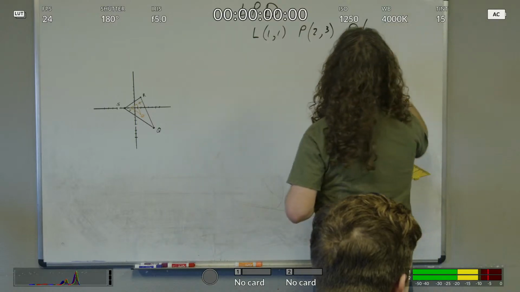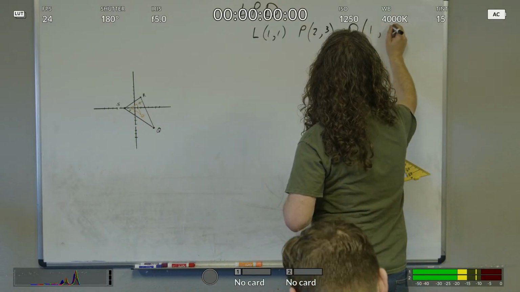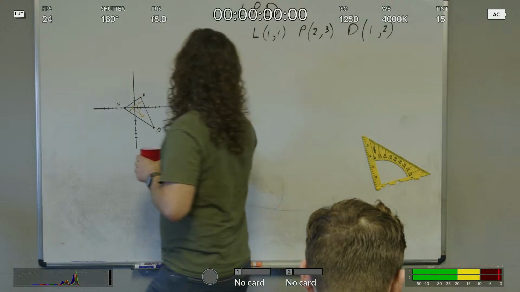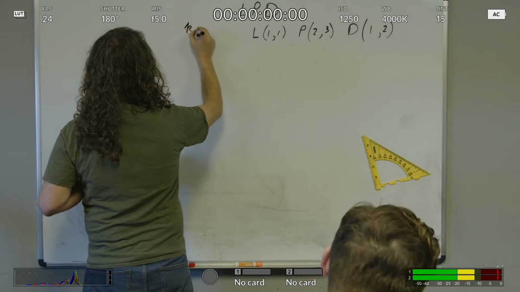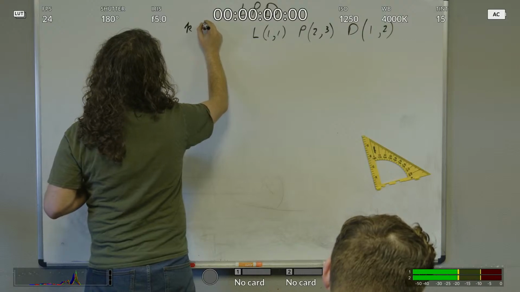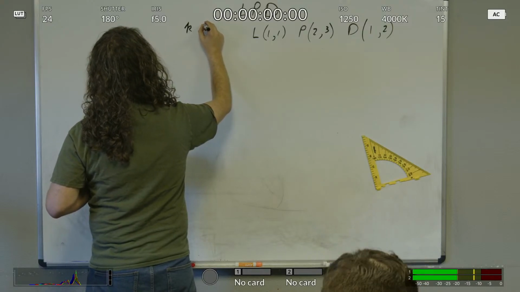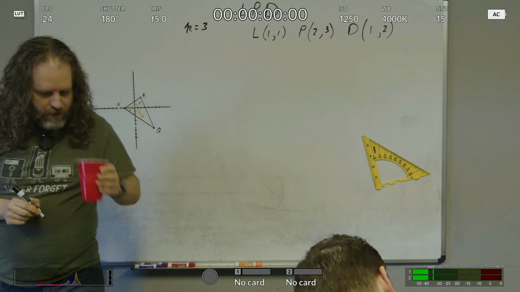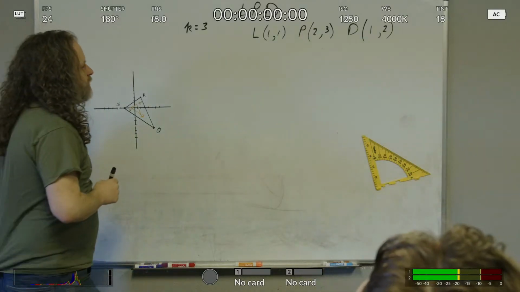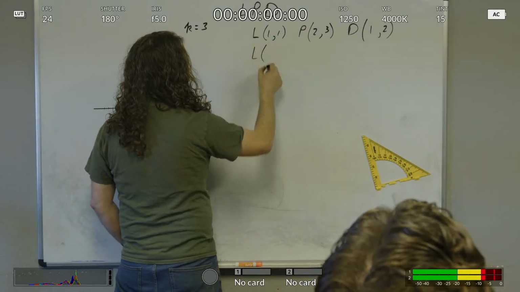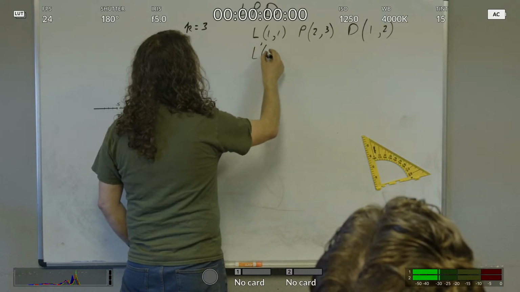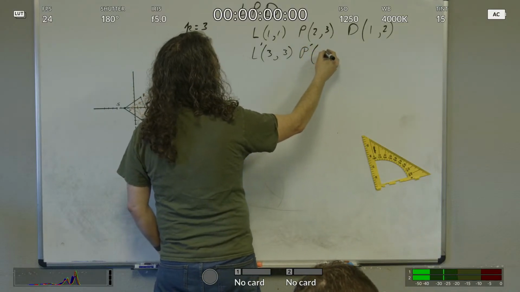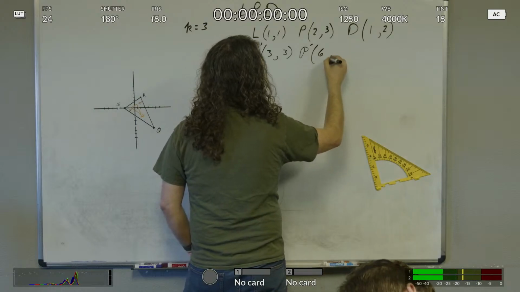Wow. Okay. How about 1, 2? And we are going to increase around the origin with a scale factor of 3. Okay, so L prime would be what? 3, 3. P prime would be what? 6, 9.